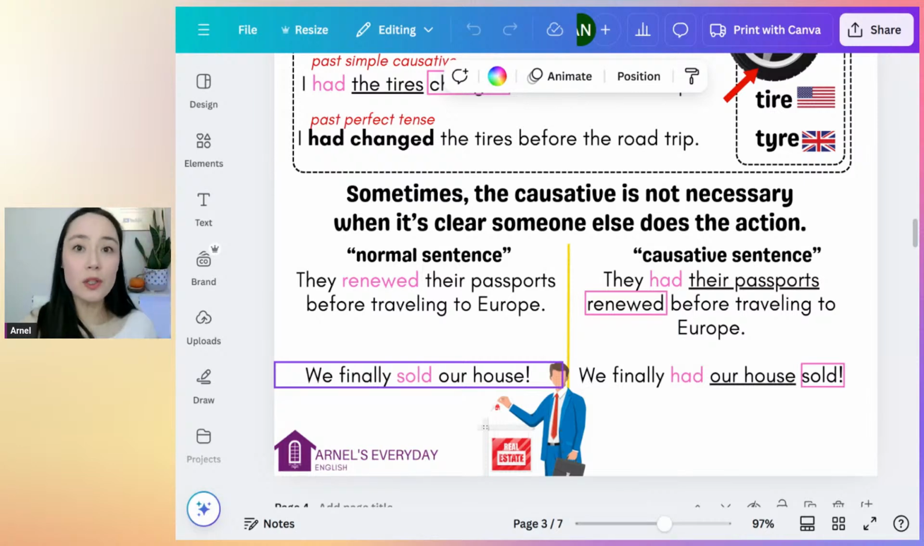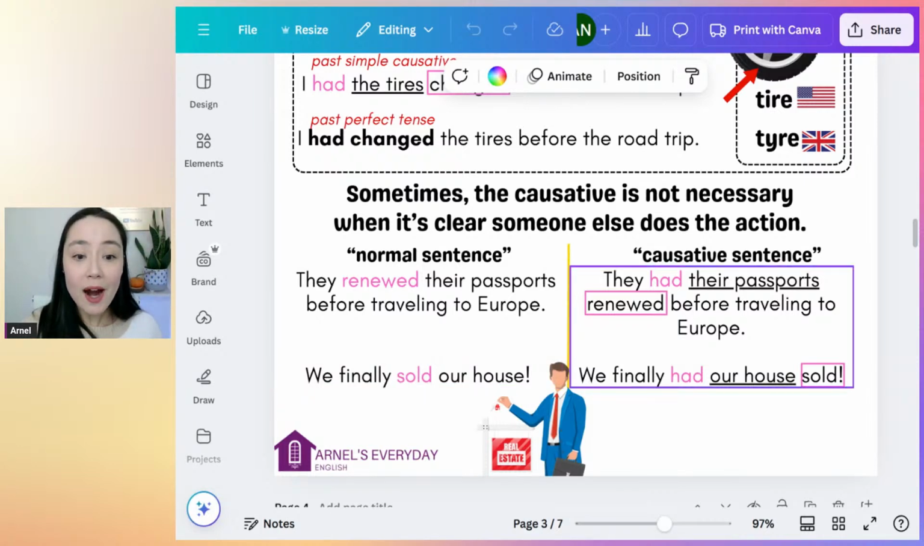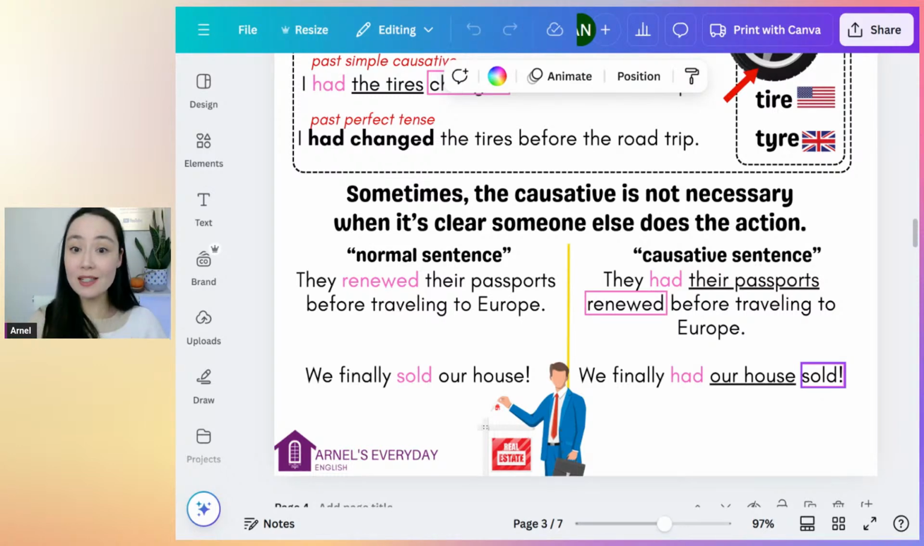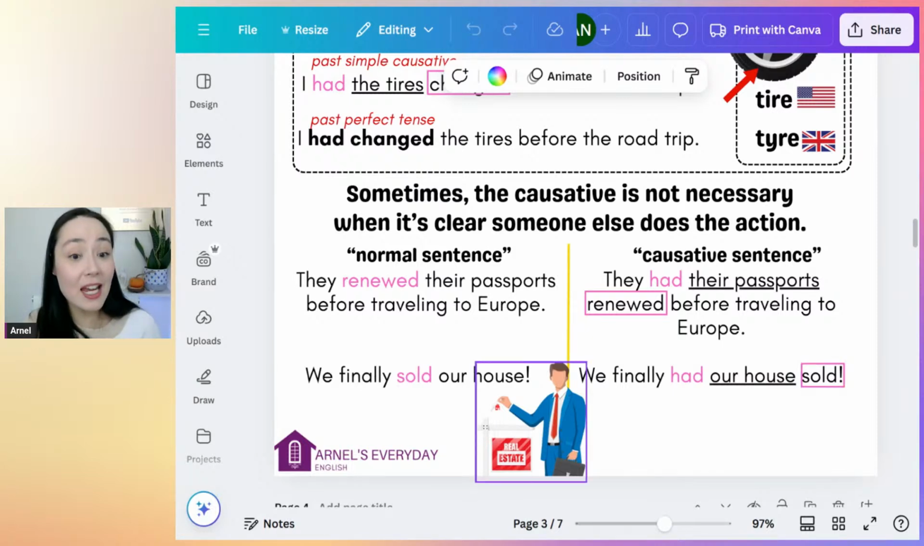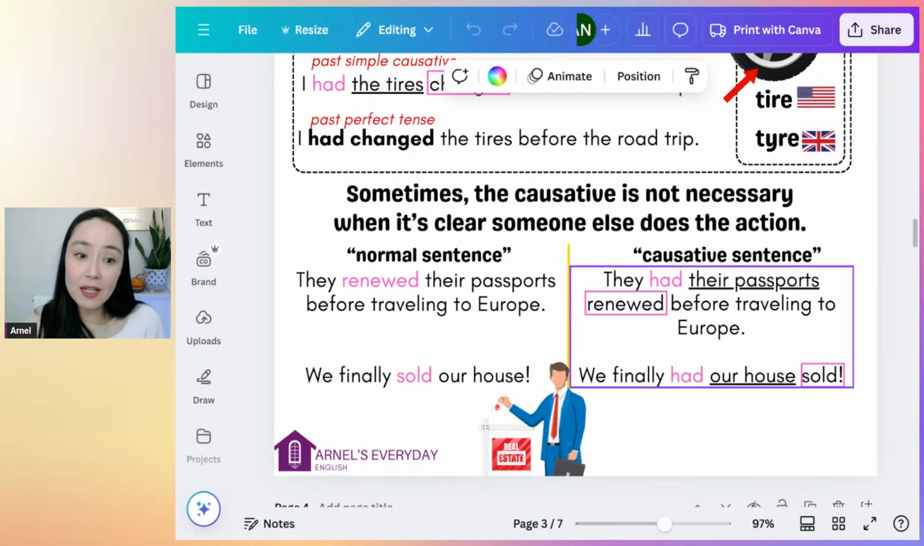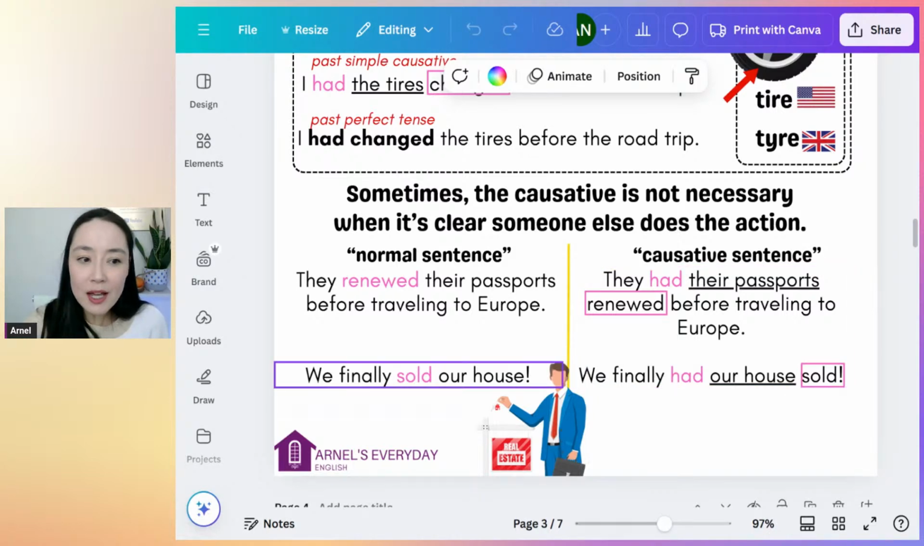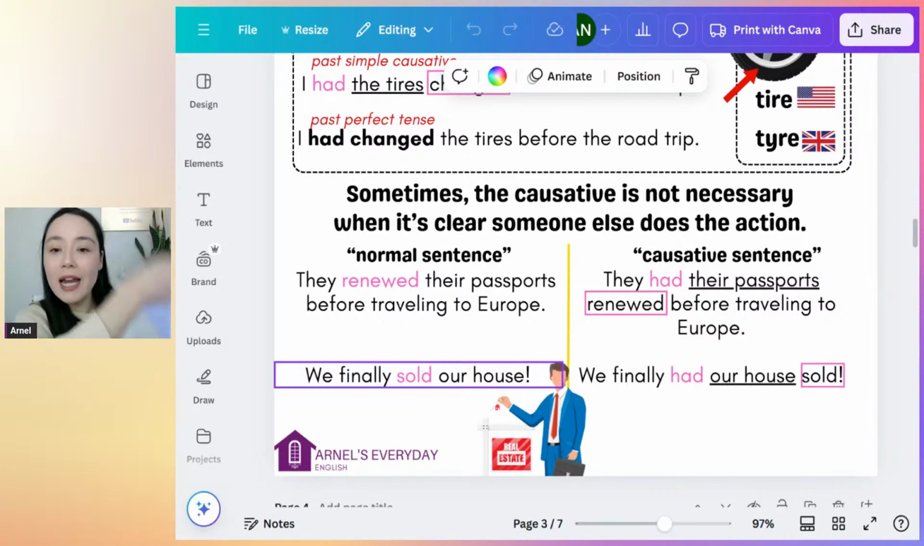We finally sold our house. We finally had our house sold. They're both correct sentences. And you know, for most people, when they sell a house, they don't personally do it. They hire a realtor or an estate agent. So there the causative makes sense. But if someone says, we sold our house, I don't literally think they put the sign outside that says for sale. It's clear they had someone else help them do it.